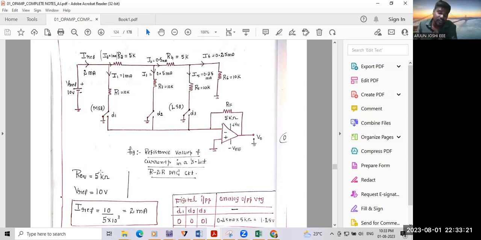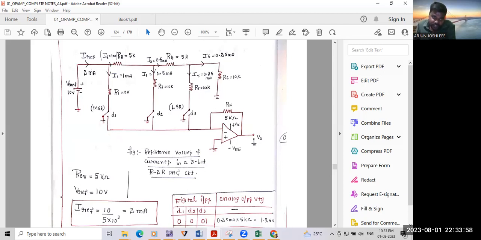Sir, how should we find this R equivalent? It is a very simple calculation. First, consider these two resistances. Listen carefully. R6 is equal to 10K and R5 is equal to 10K. These resistances are in parallel. You know the parallel formula: R5 into R6 divided by R5 plus R6. 10 into 10 divided by 10 plus 10 is equal to 5 kilo.